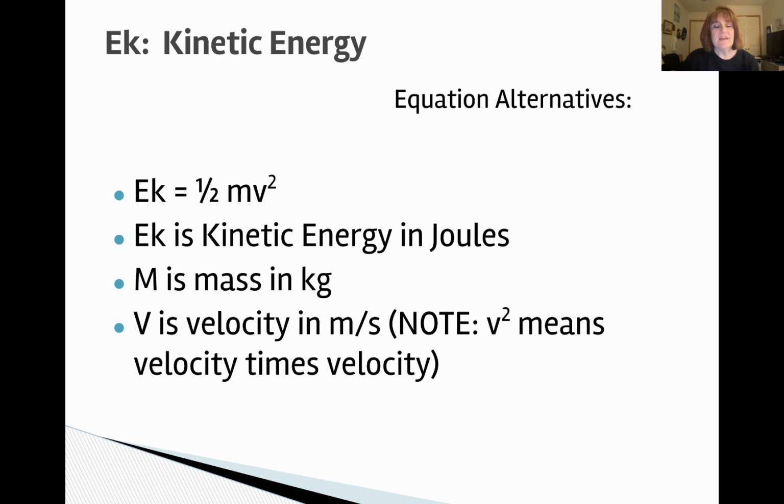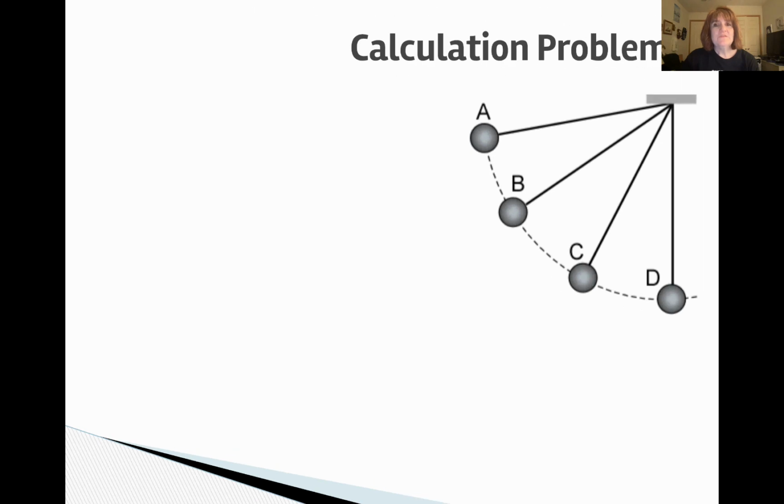Your equation alternatives, because we don't just have to find EK, sometimes we'll have to find mass and velocity. M is equal to 2EK divided by v squared, or divided by v divided by v. V, or velocity, is the square root of 2EK divided by m.